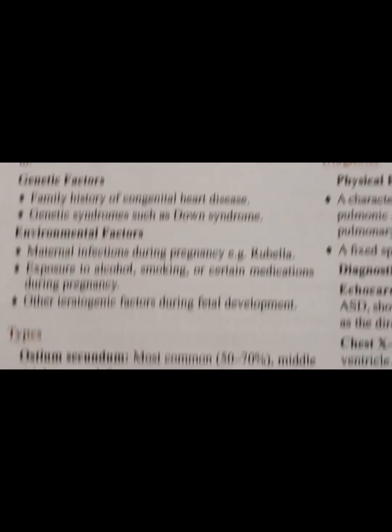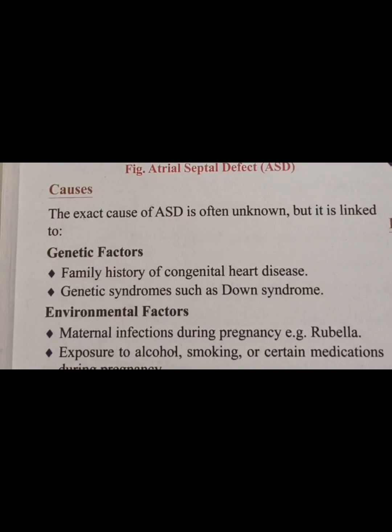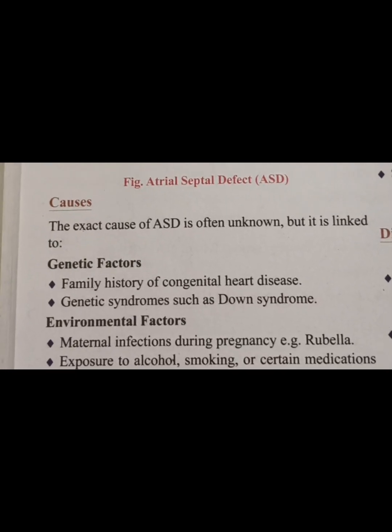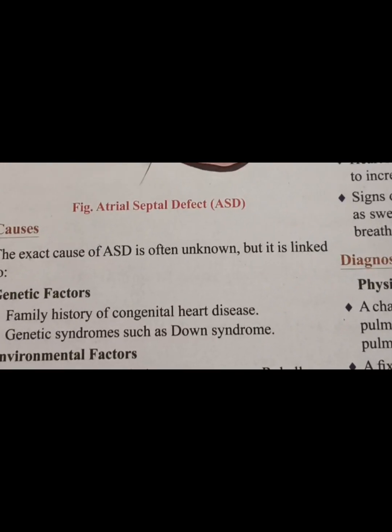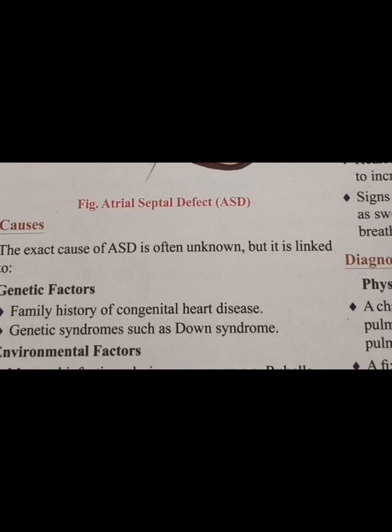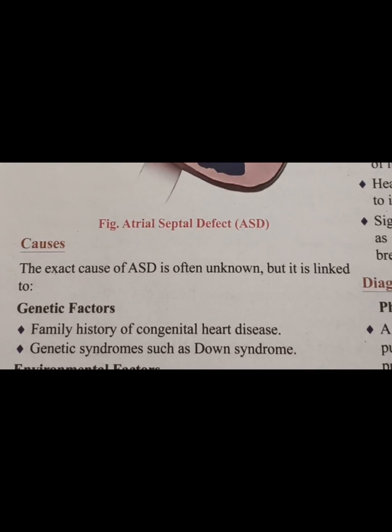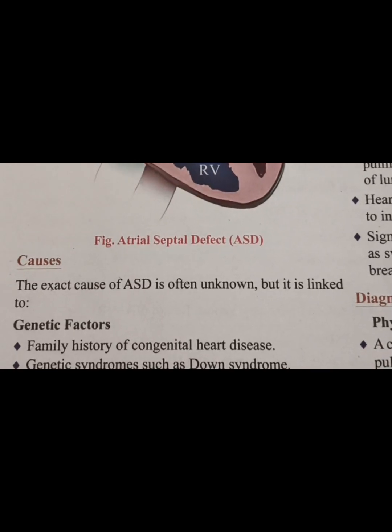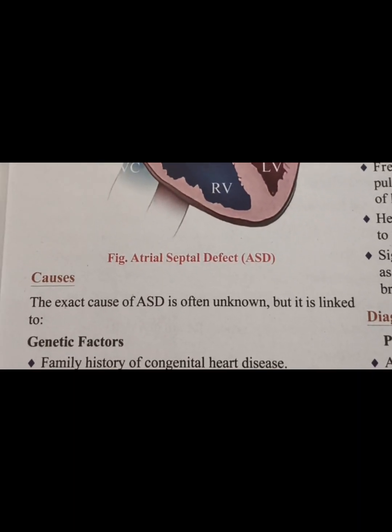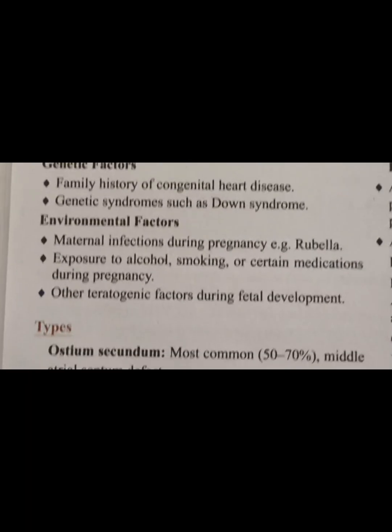Why does it happen? Due to genetic factors like a family history of congenital heart diseases and genetic syndromes such as Down syndrome, sometimes abnormal chromosomal defects. These types of genetic factors affect the fetus during pregnancy. Understood? If they are not getting sufficient antenatal care, this type of condition can occur after the birth of the children. Next, environmental factors.